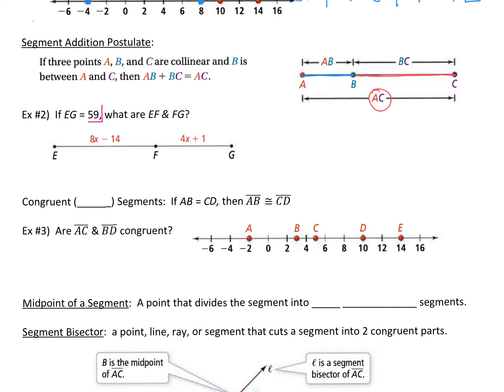The directions help a ton. It says if EG equals 59, so EG, this is EG, right, is 59, what are EF, so what is the length of this segment, and what is the length of FG, this segment?